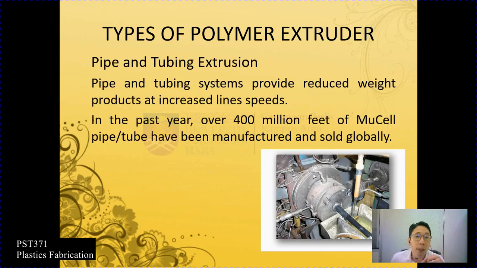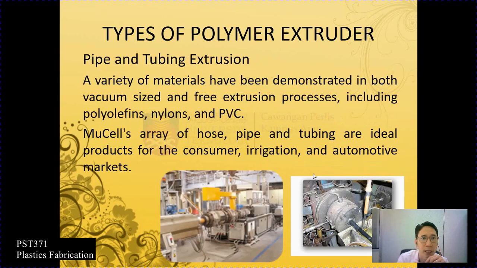Habis untuk compounding. Okay. Then kita masuk daripada pipe and tubing extrusion. Pipe and tubing system provide reduced weight product at increased line speed. In the past year, over 500 million feet of new cell pipe or tube has been manufactured and sold globally. Okay, dulu inilah dia guna untuk buat pipe and tubing. Okay, a variety of material has been demonstrated in both vacuum sizing and free extrusion process. Including polyolefin, nylon and PVC.